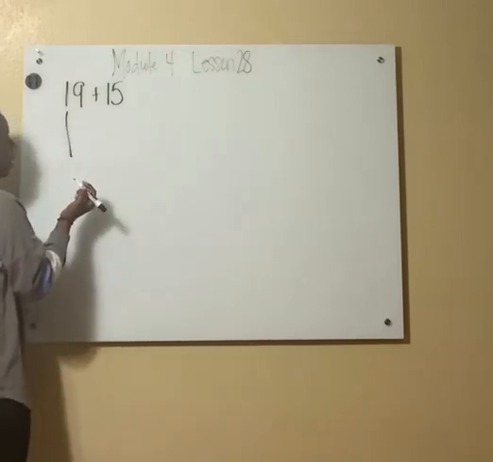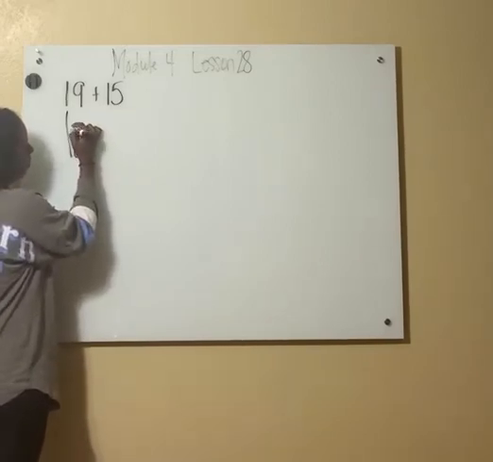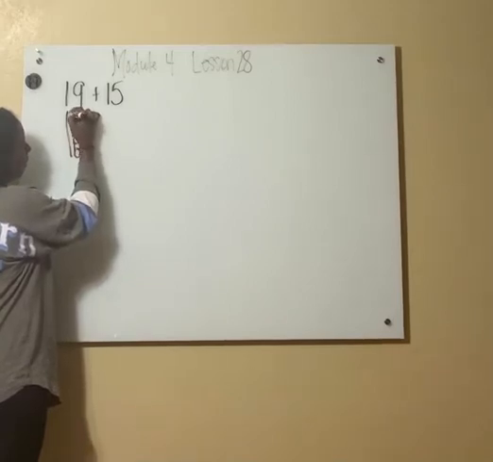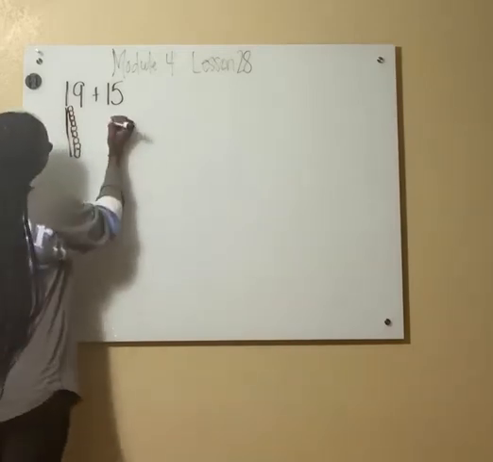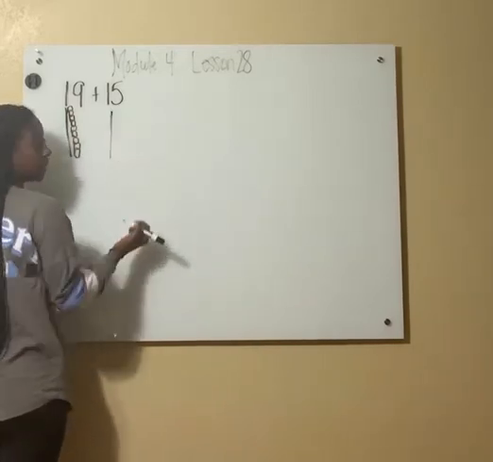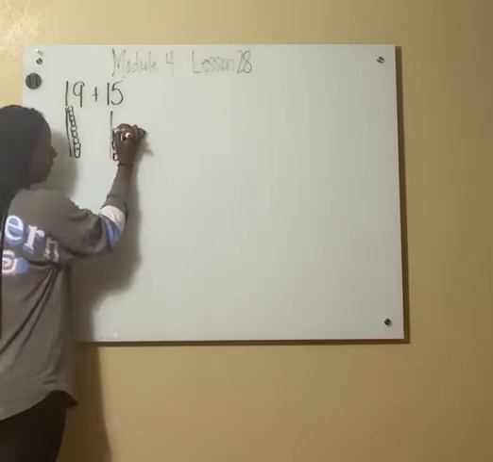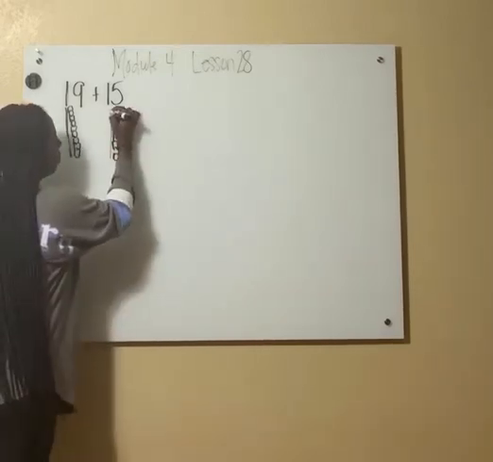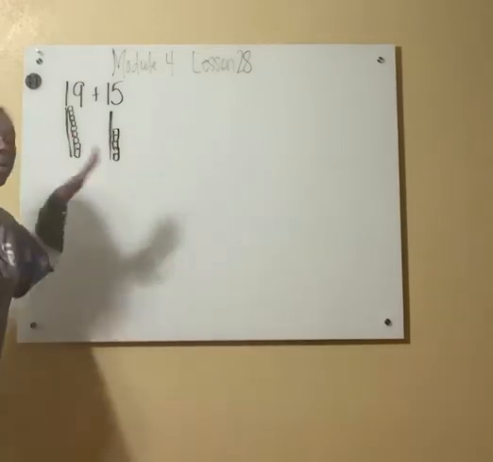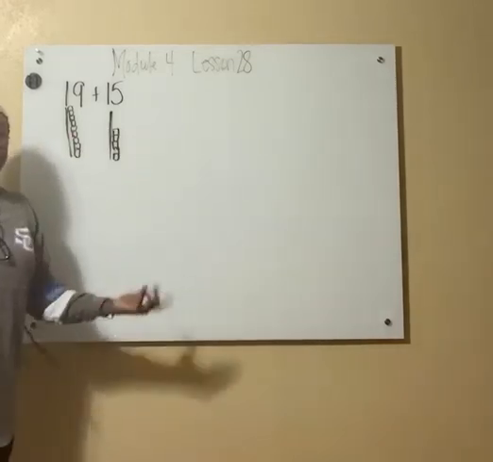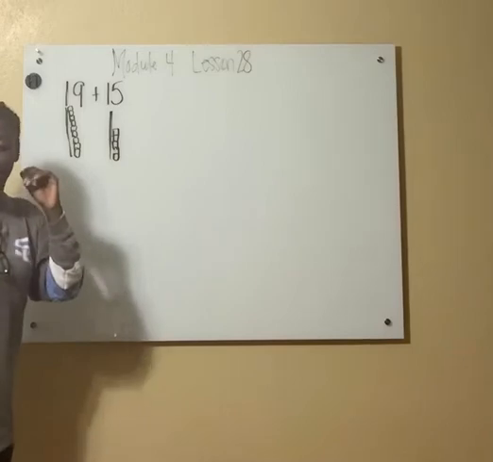I have my 10 stick and my 9 ones. 1, 2, 3, 4, 5, 6, 7, 8, 9. That's 19. Then I have my 15. That's my 10, my 1, 2, 3, 4, 5. So the concept I want you to get is to be able to break the smaller number down to add to the bigger number. So the easiest way to do that is to take a 10 from my 15.